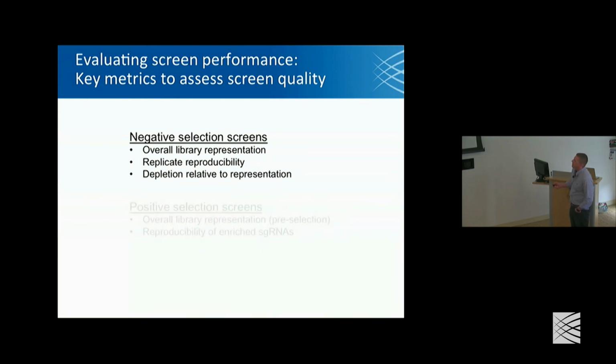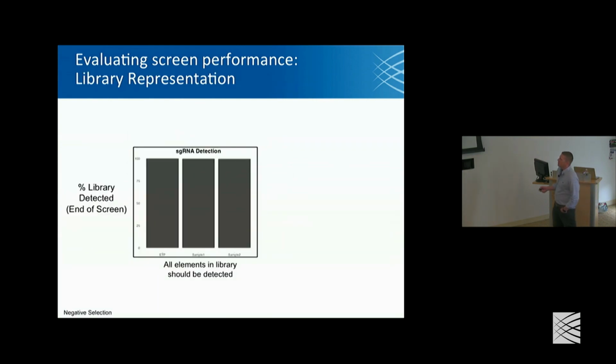So for negative selection screens, we look at overall library representation throughout the course of the screen. We look at replicate reproducibility, both in terms of normalized read counts and log fold enrichments. And then also another important metric is depletion relative to representation. I'll go through what these mean. So library representation.